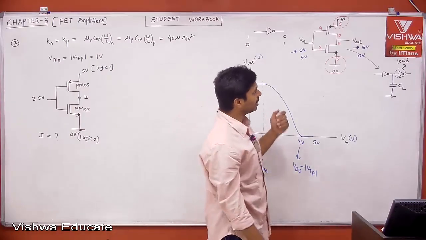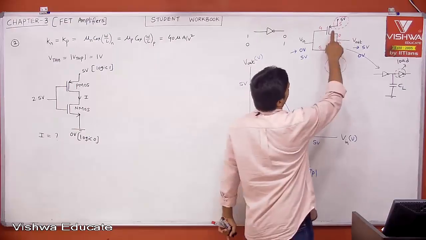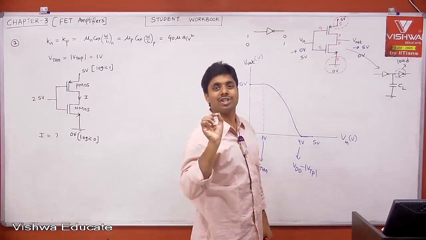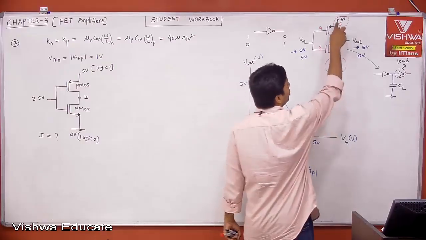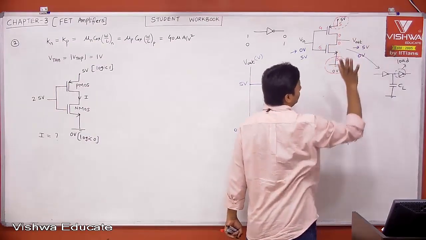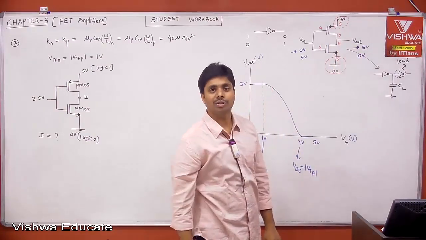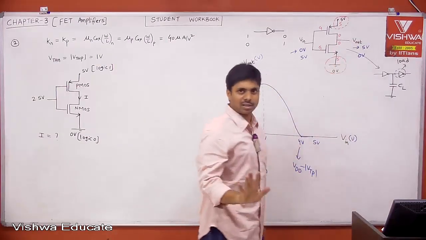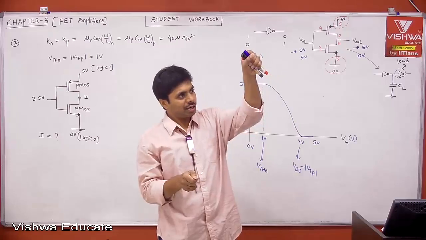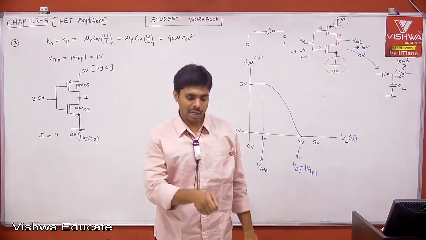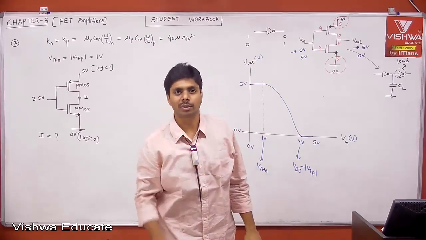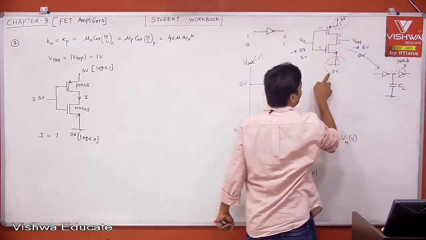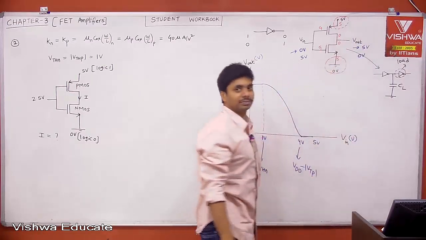Now, let me explain a different way. What is PMOS trying to do? It is trying to put 5 volt at the output. What is NMOS trying to do? It is trying to put 0 at the output. That's it. Very simple. PMOS is trying to keep the output at 5. NMOS is trying to keep 0 at the output. Or PMOS is trying to pull up the node. NMOS is trying to pull down the node.